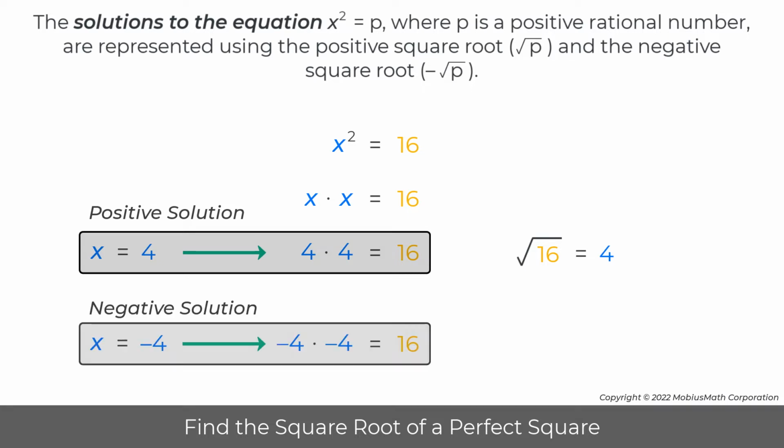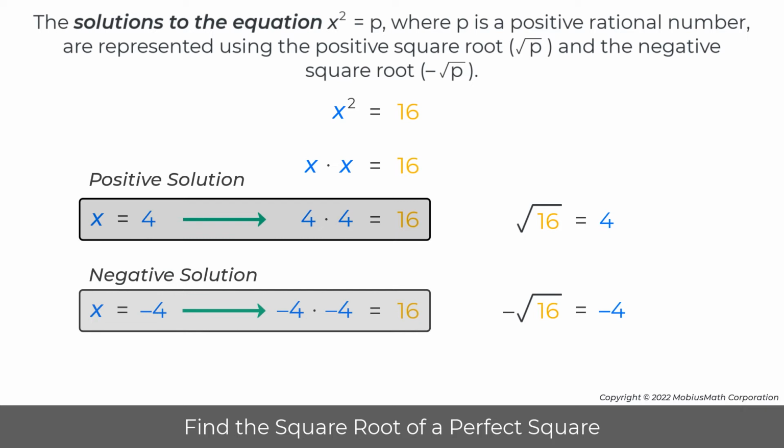The negative solution to this equation is represented by the negative square root of 16, which equals -4. Notice that the square root symbol, the radical, always generates the positive solution to this equation and not the negative solution. To represent the negative solution, the square root expression is multiplied by -1.